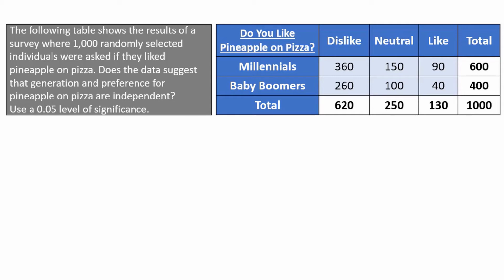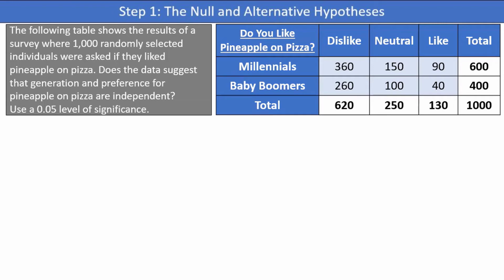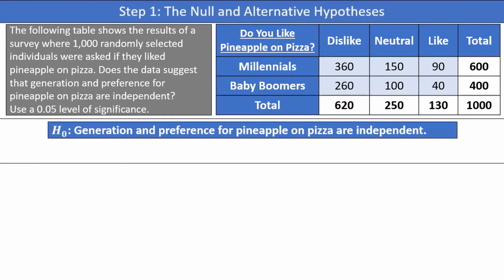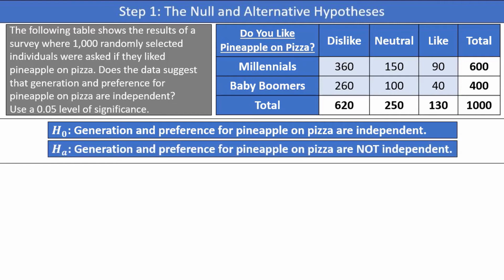As we can see from the contingency table, individuals surveyed were either millennials or baby boomers. Those are the two generation options, and the responses are either dislike, neutral, or like with respect to the question. I will go through the same 3 hypothesis testing steps that I have in other videos, starting with step 1, the null and alternative hypotheses. The null hypothesis is that generation and preference for pineapple on pizza are independent, and the alternative hypothesis is that generation and preference for pineapple on pizza are not independent.